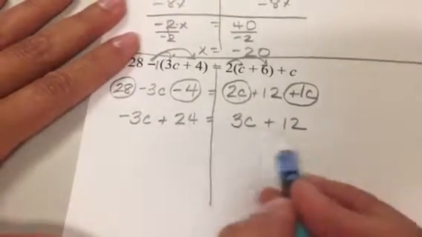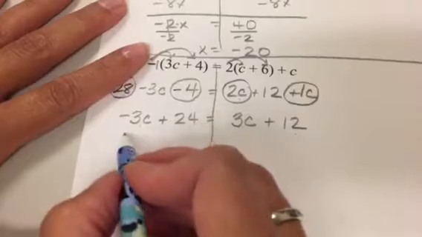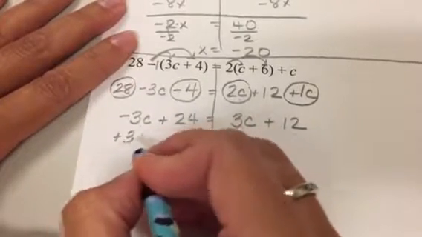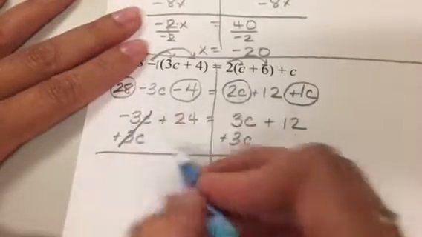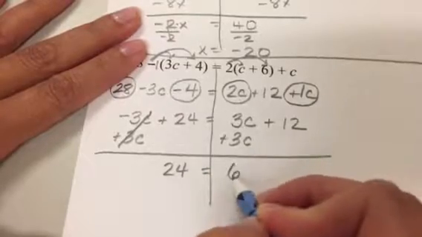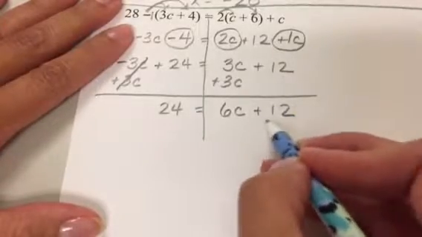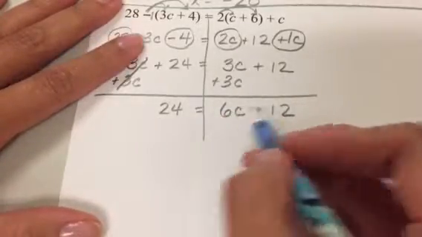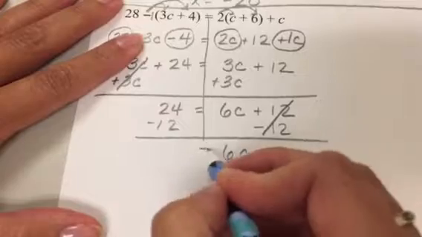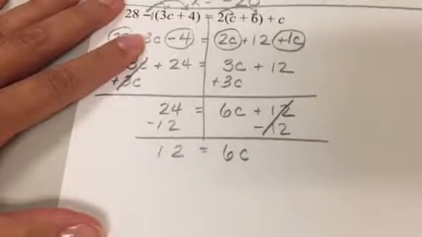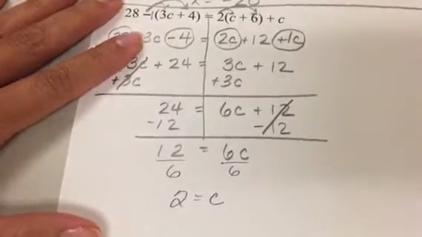Okay, so now I have constants on both sides and variables on both sides. So I'm going to get rid of the -3c by doing the inverse, which is to add 3c. So then those are eliminated. 24 comes down. I have 6c plus 12. Now I want to get rid of the +12 because I have constants on both sides. I want to keep the c, so I'll do the inverse of that. 6 times c, and I'm left with 12. Okay, last step is to divide by 6. So 2 is my c.